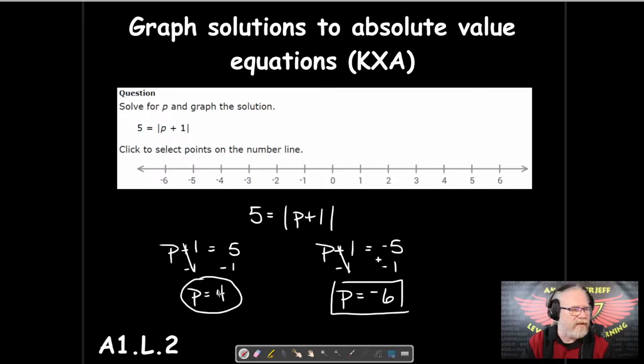So let's go ahead and graph those. So let's find 4 on the number line. There's 4. So on IXL, you just click right there. And whenever you click that, I'll put a dot there. And the other one's -6. And so we click here and we get -6.